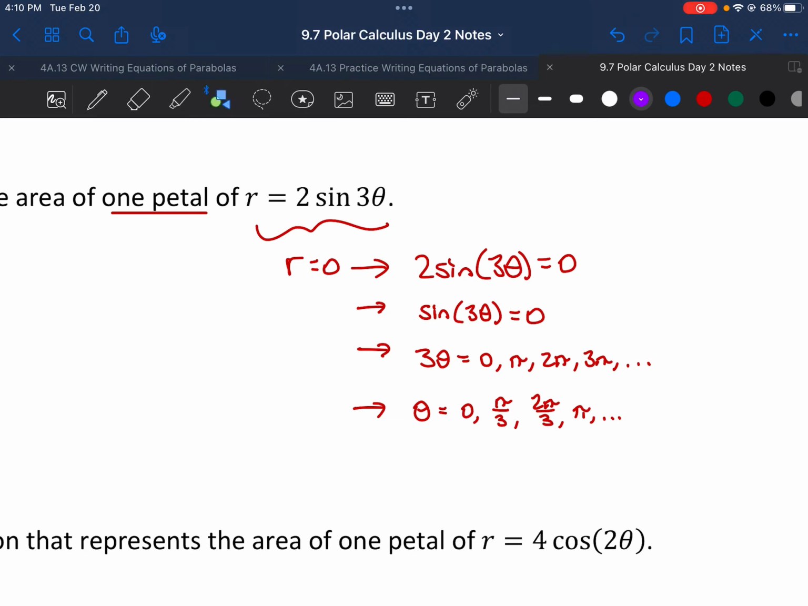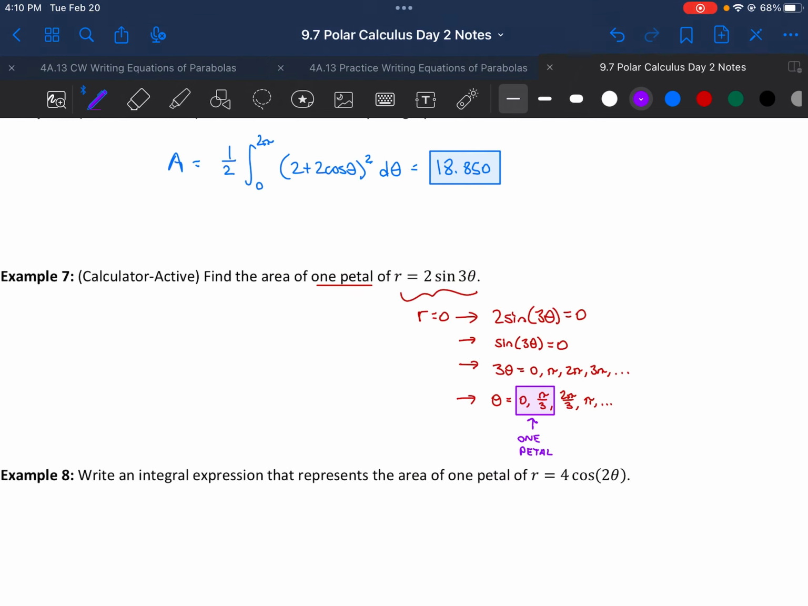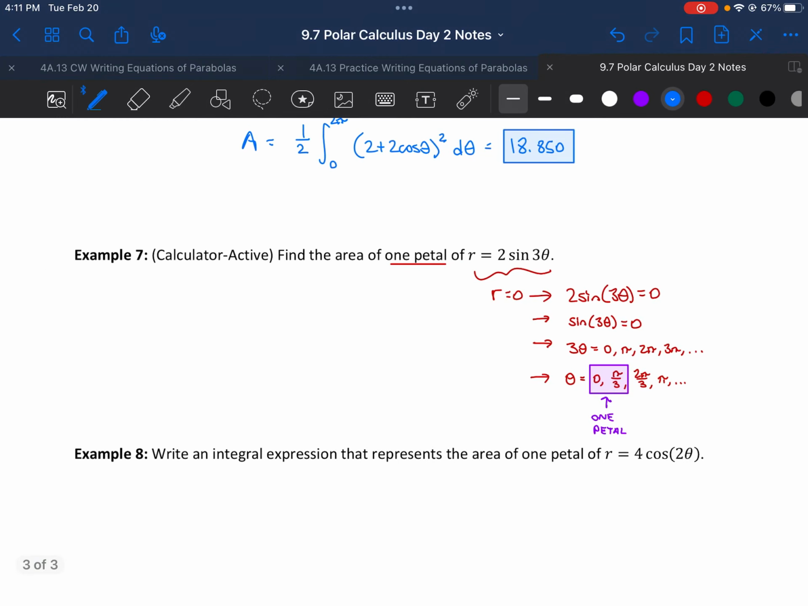If we take any two sequential angles, like any of these two that are next to each other, like 0 and pi over 3, these would result in one petal. 0 to pi over 3 would make one petal. Okay? So to find the area of a single petal, we're going to use any two sequential angles like that, and we are going to have those be the lower and upper bounds.